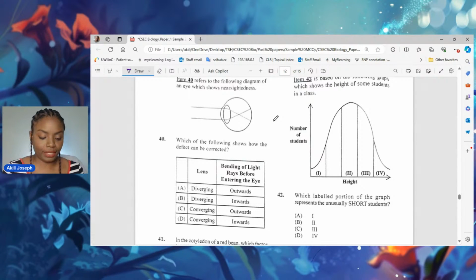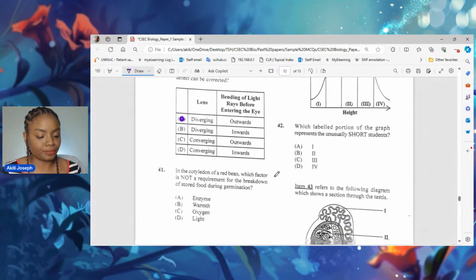Right, it's going to be A. We need a diverging lens, which is going to be your concave lens, so that you will have the bending of the light rays before entering the eye. We want that to be outwards.